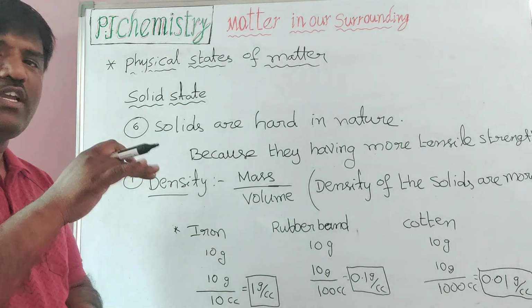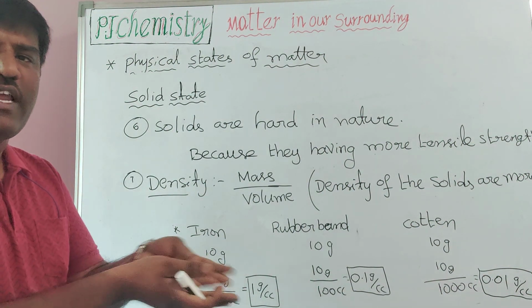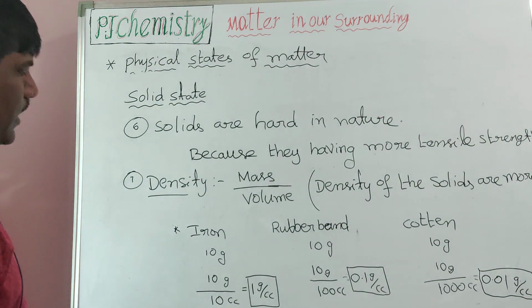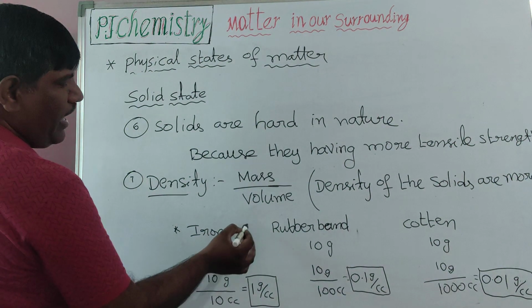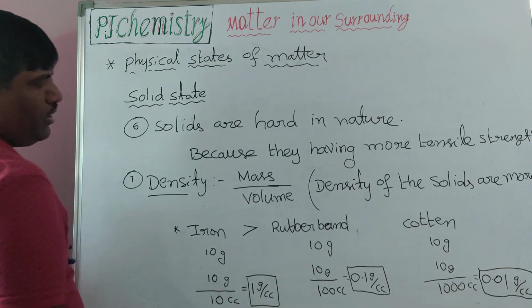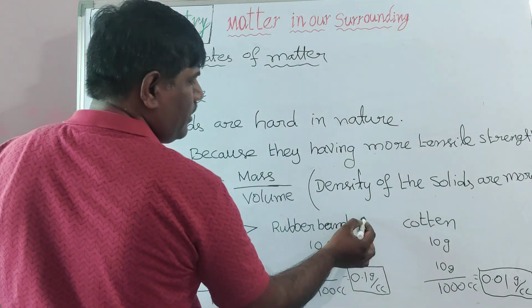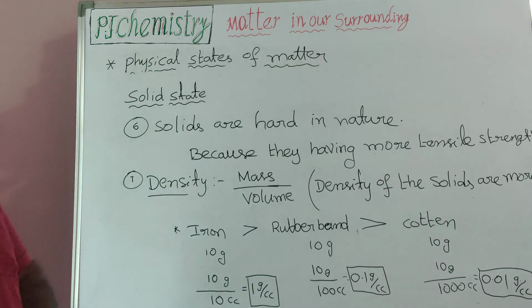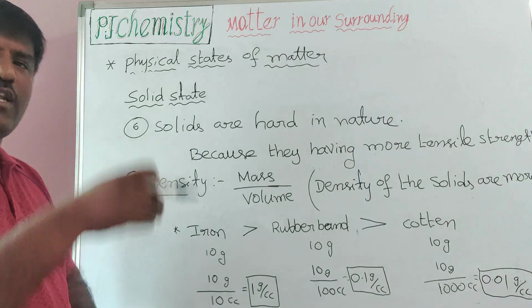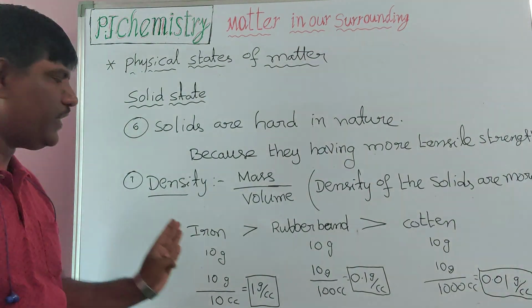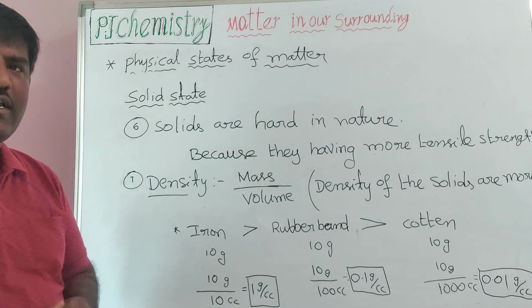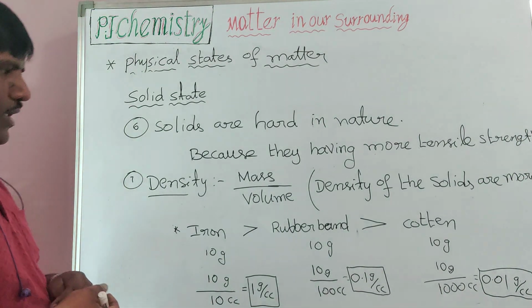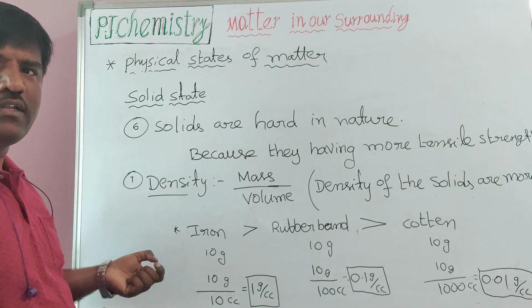So the one with lower density is lighter in weight. The density of iron is greater than rubber band. The density of rubber band is greater than cotton. Like that, within the solid state itself there are different densities based on the volume occupied. Understood, children?